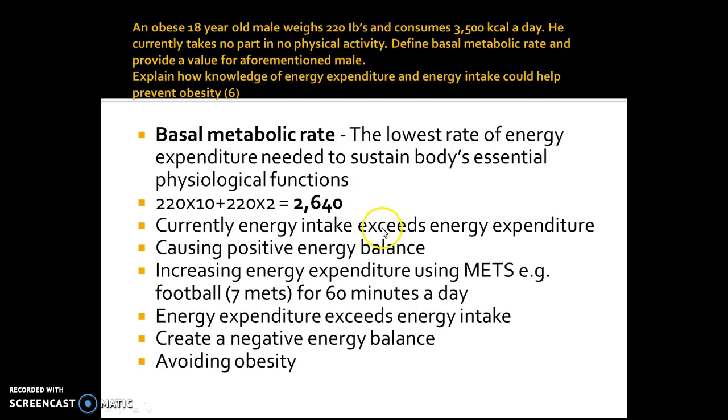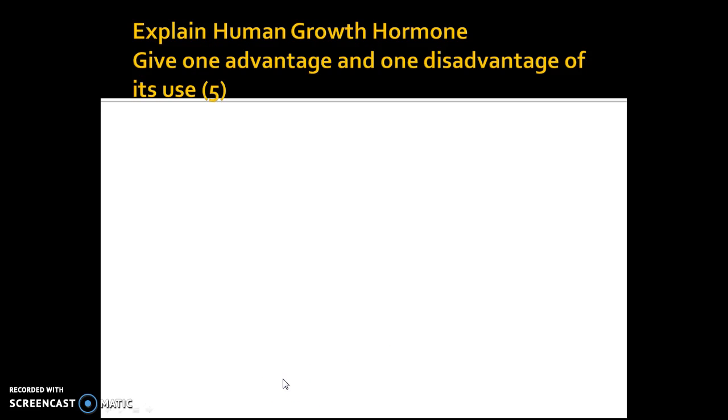Then he currently has an energy intake that exceeds his energy expenditure, which causes a positive energy balance, which will lead to obesity. Now, your knowledge of energy expenditure, e.g. the use of metabolic equivalent tasks, e.g. you could say football or rugby, which is used as 7 METs, for 60 minutes a day, this could then lead to energy expenditure exceeding energy intake, which will create a negative energy balance, which is what is required to avoid obesity.